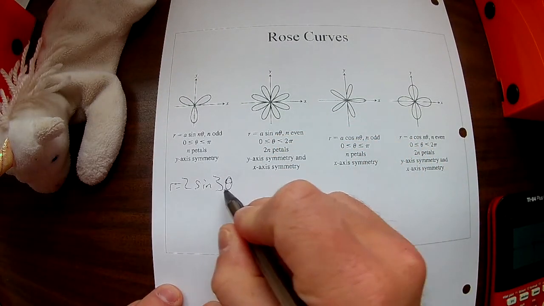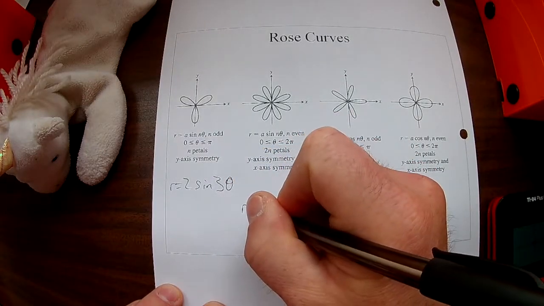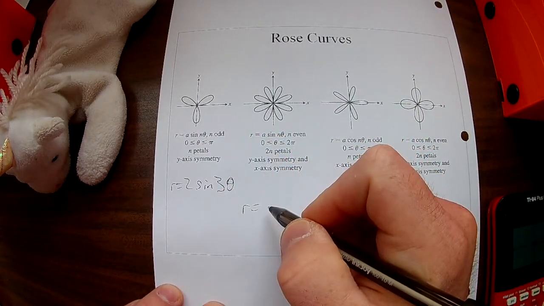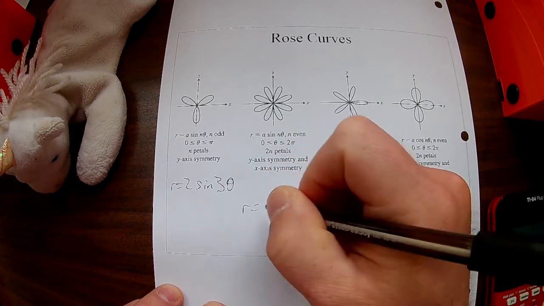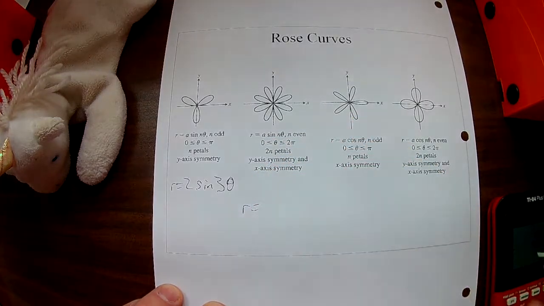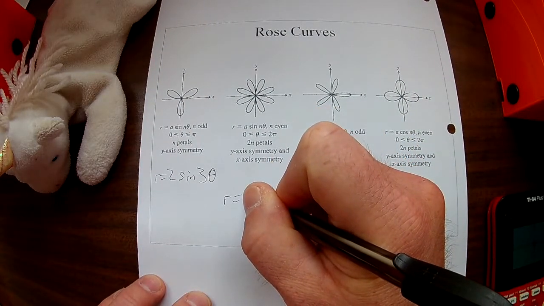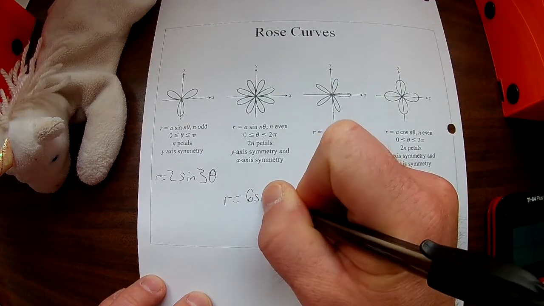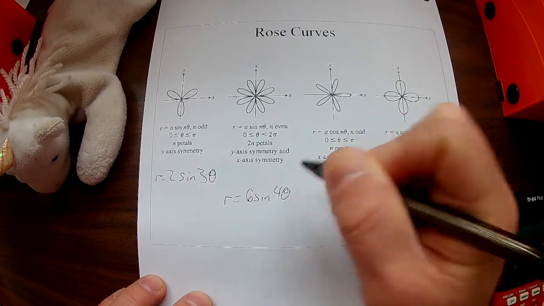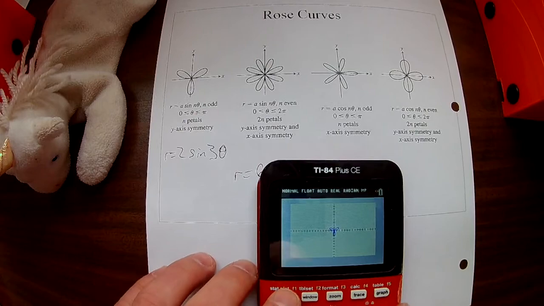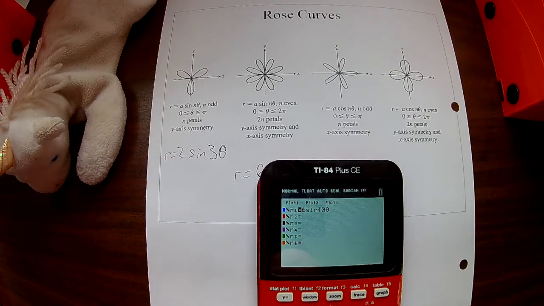Let's say instead of using 3, I would use 4. Do I want to do 4 yet? Yeah, let's do 4. Let's make it a little bit bigger so that I can fill out my graphing calculator here. Let's make it 6 sine of 4 theta. All right, so here we've got 6 sine of 4 theta.